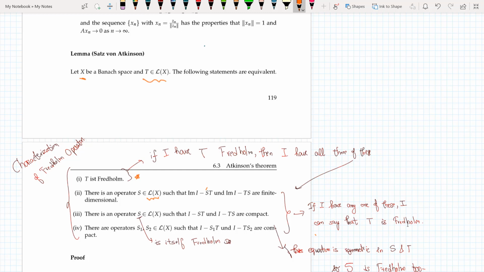Similarly, the third one: there is an operator S belonging to the space of continuous functions from X to X such that I minus ST and I minus TS are compact, then I can say that T is Fredholm. And the fourth one: there are operators S1 and S2 belonging to the space of continuous functions such that I minus S1T and I minus TS2 are compact. Then I can say that T is Fredholm and vice versa.